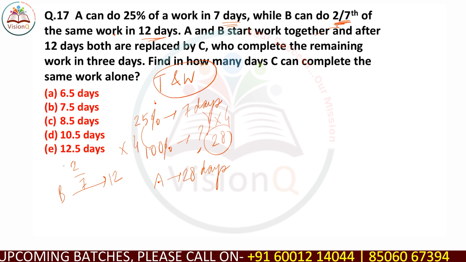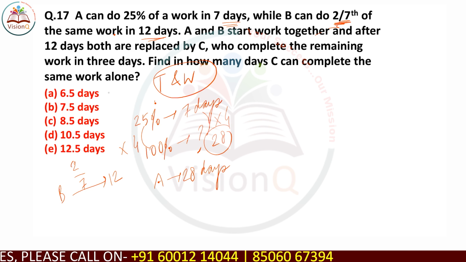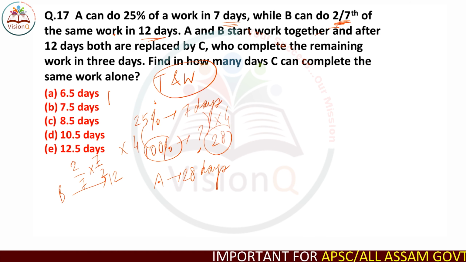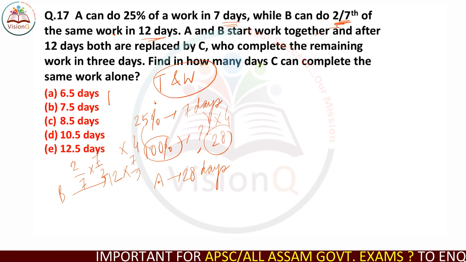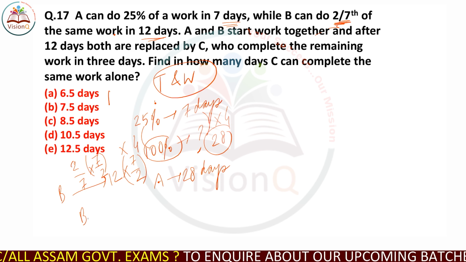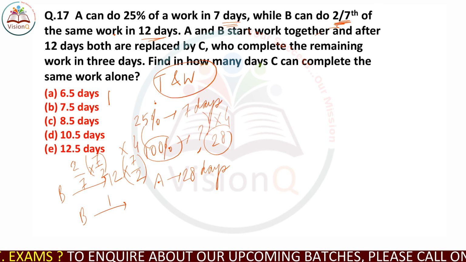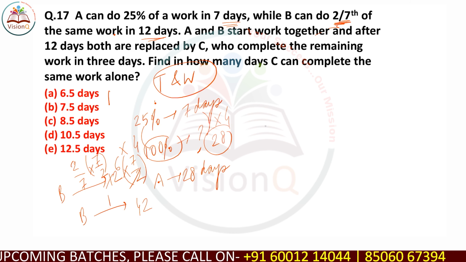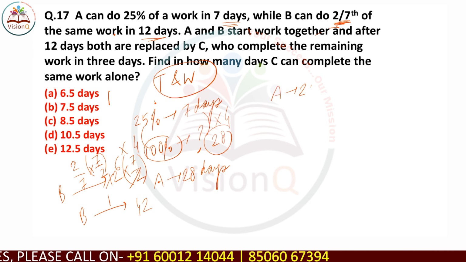Now, total work in terms of fraction is always 1. In terms of percentage, it is 100%. But in terms of fraction, it is always 1. And to make 1 here, multiply by 7 by 2, that is the reciprocal of 2 by 7, on both sides. So B can complete the whole work in how many days? 7 sixes are 42 days. So A can do the work in 28 days and B can do the work in 42 days.